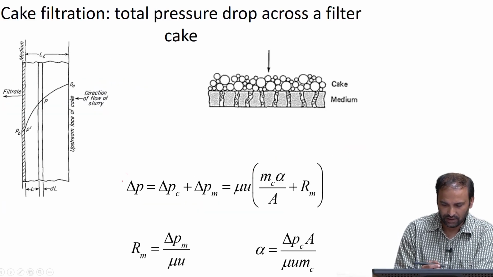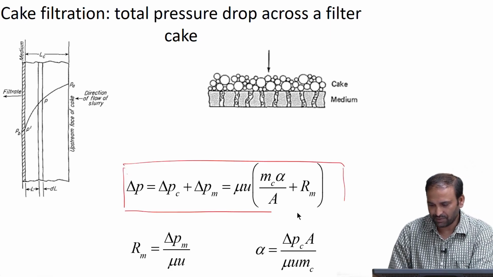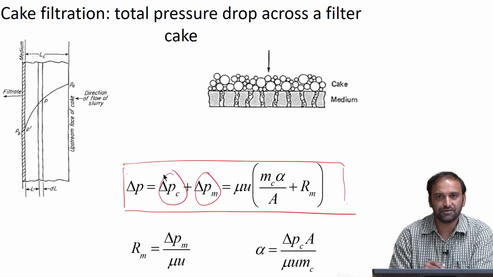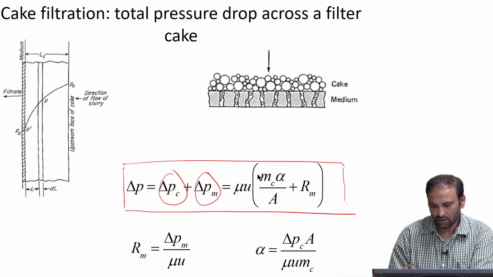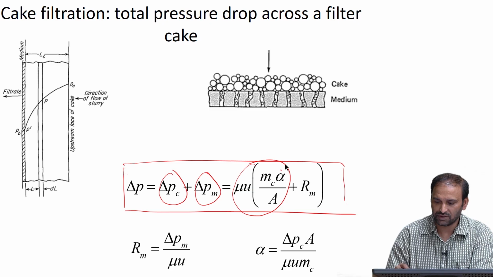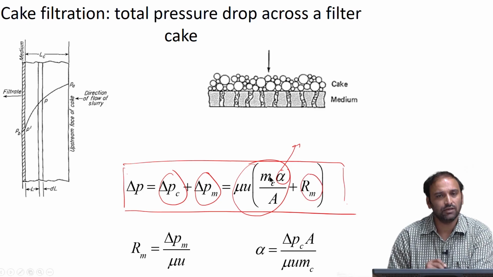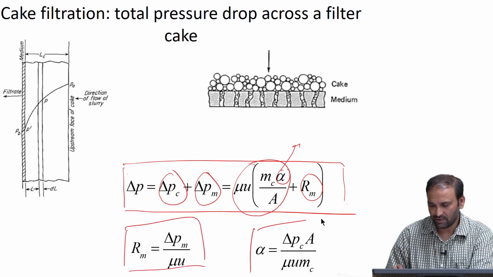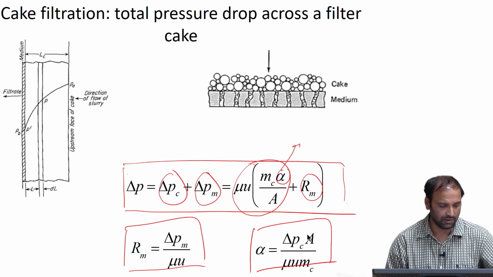We showed that the total pressure drop delta P, which is the summation of the pressure drop because of the presence of the cake and because of the presence of the porous filter medium, is equal to a contribution with a term called the specific cake resistance, and Rm is what is called the filter medium resistance. They are defined in this particular way. That is what we had done in the last video lecture.